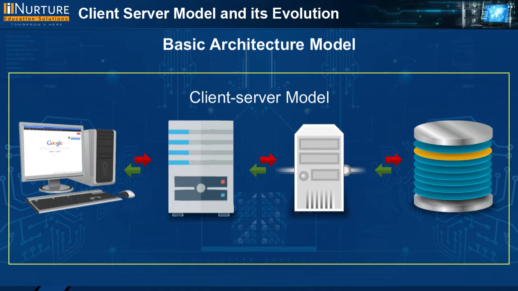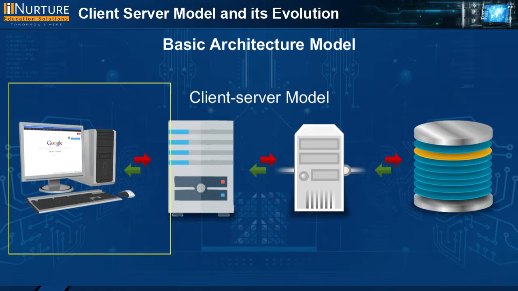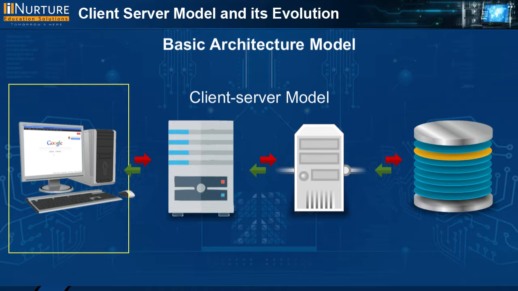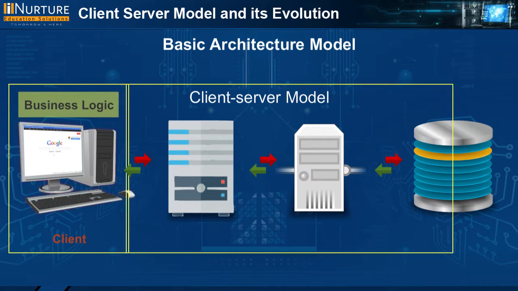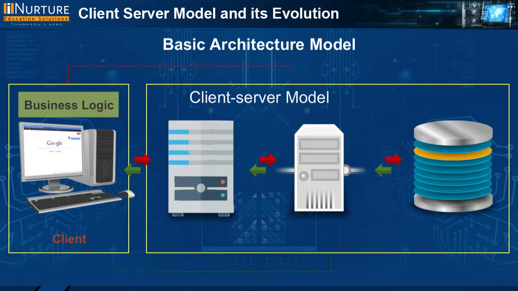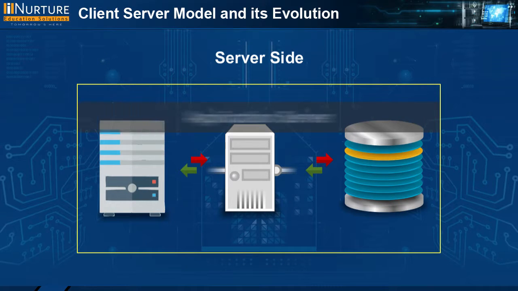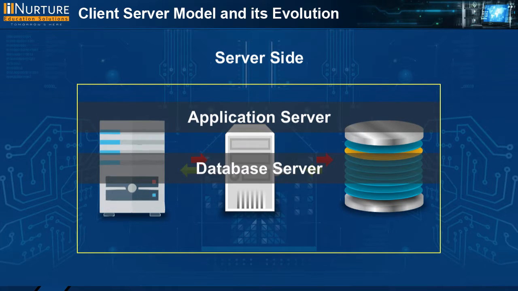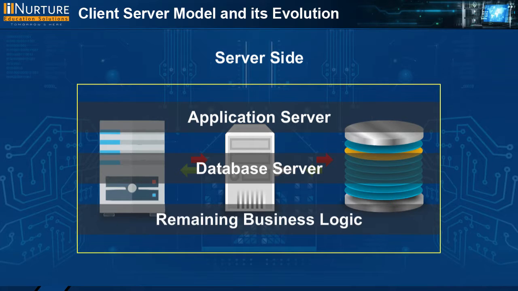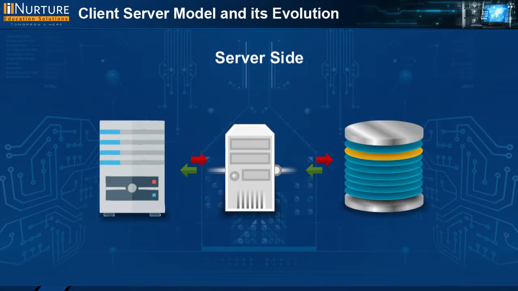This type of client-server model is the most basic architecture model. The client side has the graphical user interface that acts as the front end. The client was known as the thick client as it had a part of the business logic as well, which essentially is the software that helps the client communicate with the server. The server side is made up of the application server, database server, and the remaining business logic.